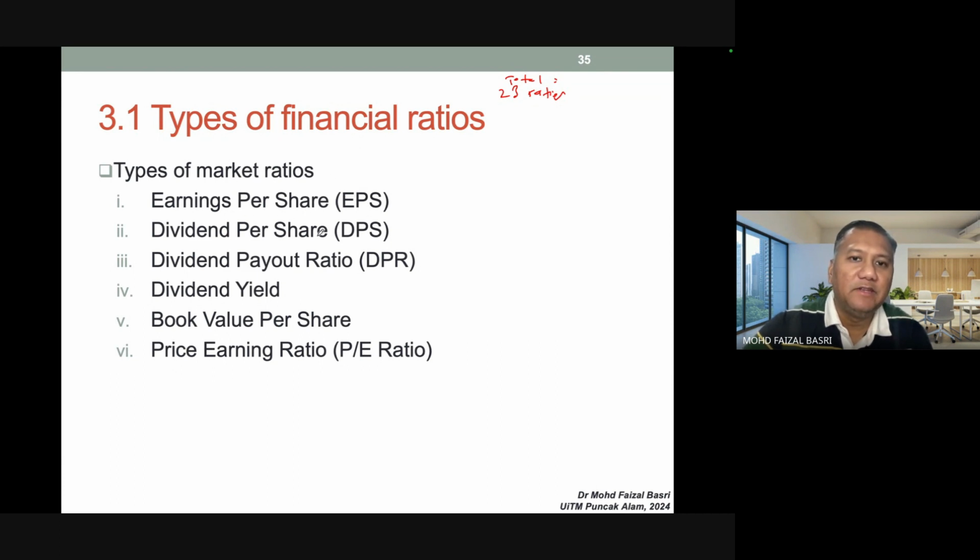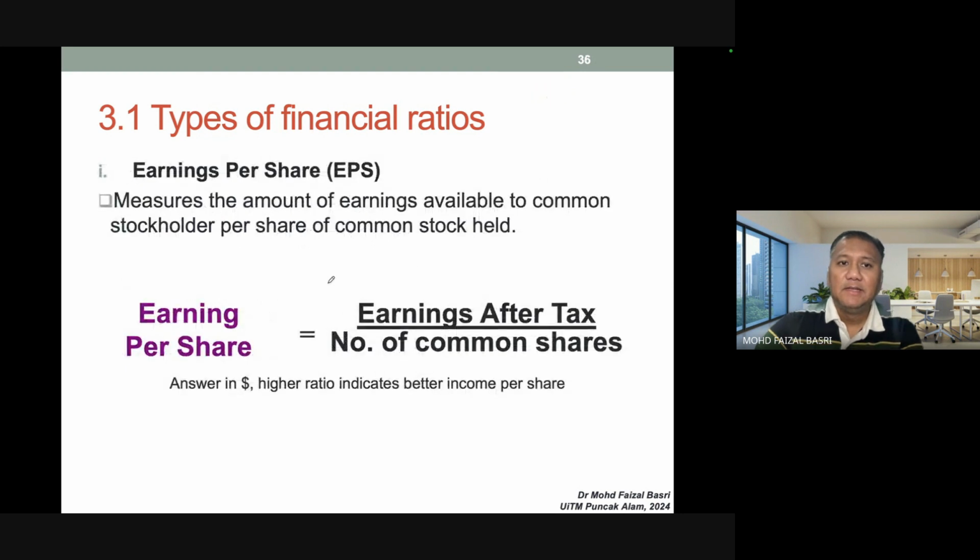Kita ada earning per share, dividend per share, dividend payout ratio, DPR, dividend yield, BVPS, book value per share, and also PE ratio, price earning ratio. And some of the information kita boleh dapat dalam balance sheet income statement. Okay, macam bila kita tengok earning ni, this is basically net income, net profit juga. Tapi yang the rest tu kita kena cari additional information. So kita go one by one. So I cannot use the example just now. Example yang exam tu is not applicable for this one lah sebab kita tak ada information tu. But I can share you how to calculate the ratio sahaja.